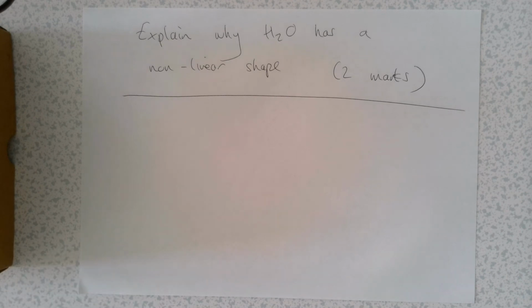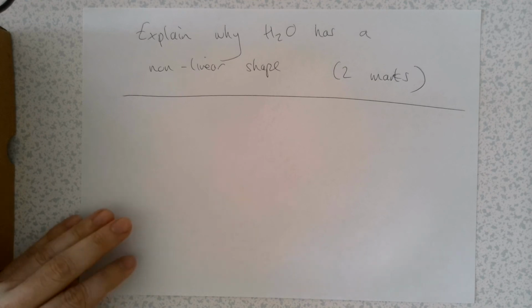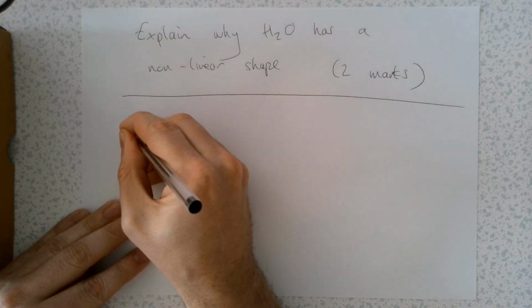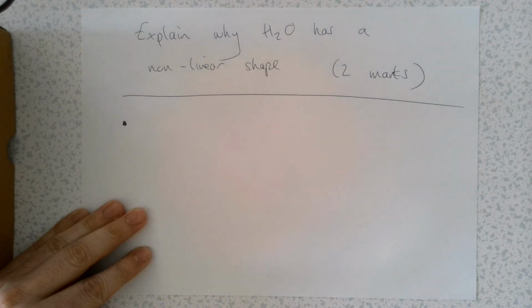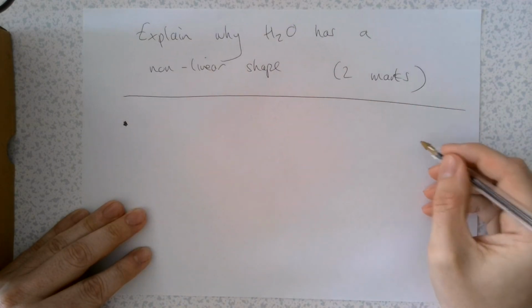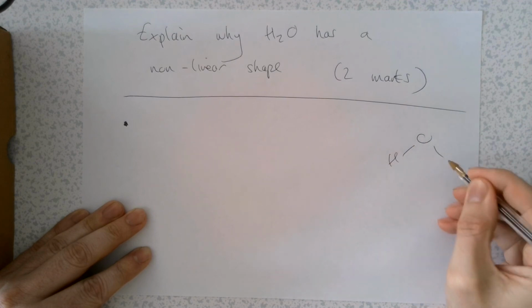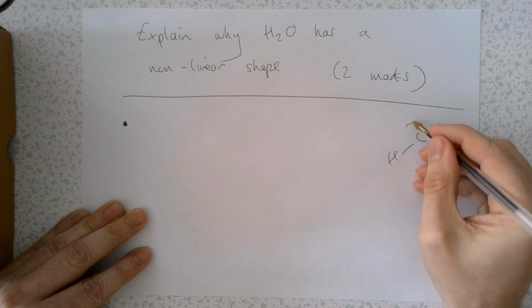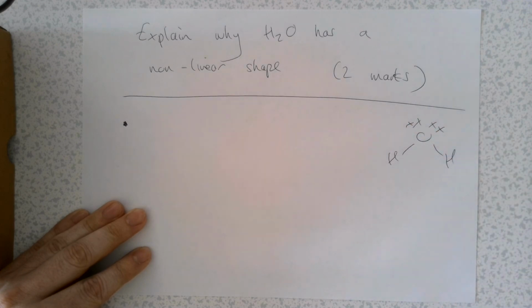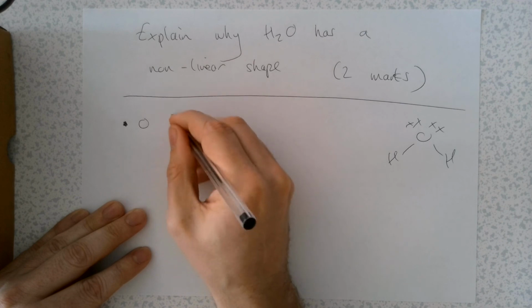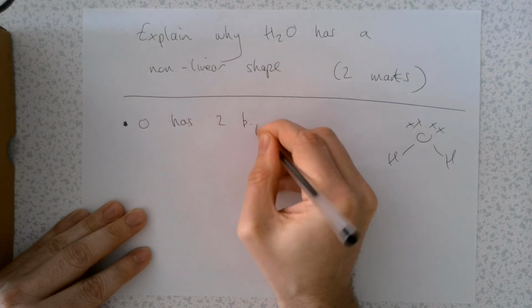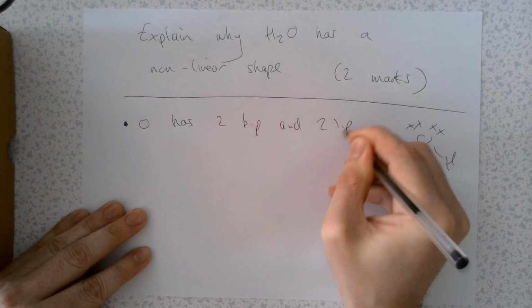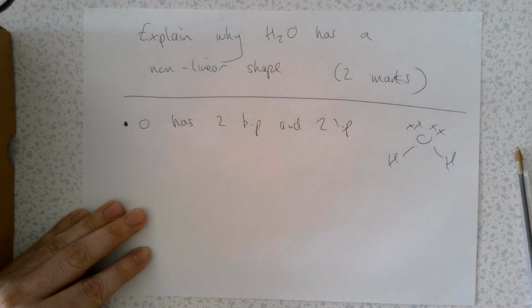Welcome back. So whenever you're explaining any shape of a molecule, you only need to do 2 things. First of all, state the number of bonding and lone pairs. So on water, oxygen has 6 electrons in its outer shell, is using 2 of them to bond with the hydrogens, so that leaves you 2 lone pairs. So I would say the oxygen has 2 bonding pairs and 2 lone pairs. That gets you a mark.